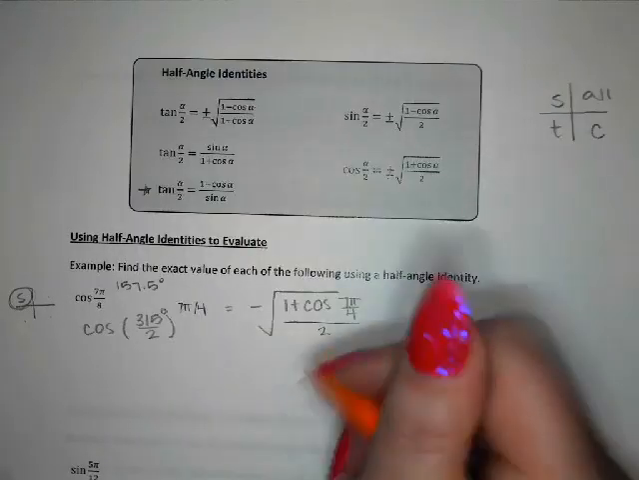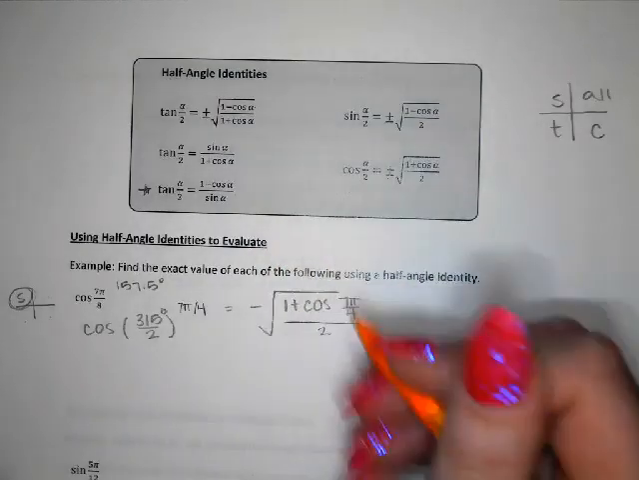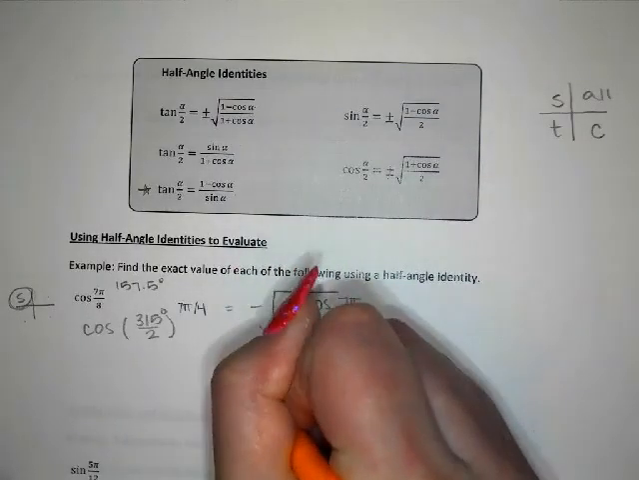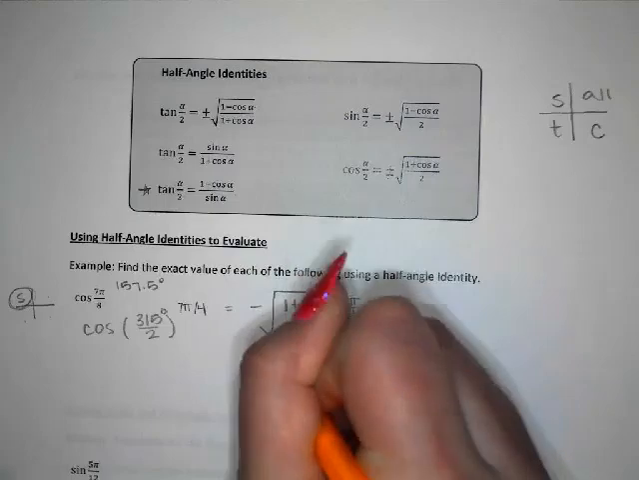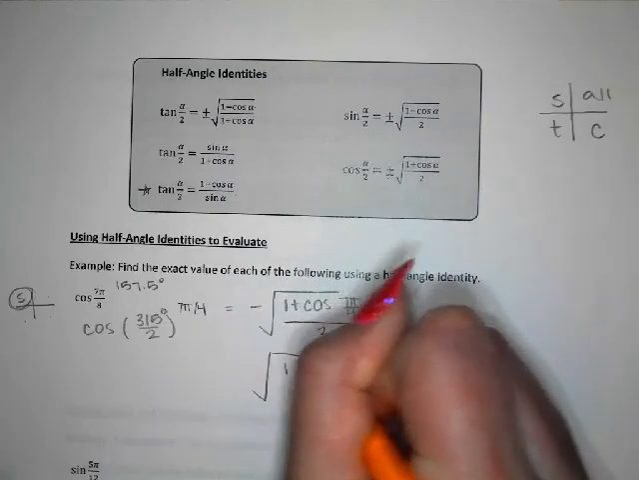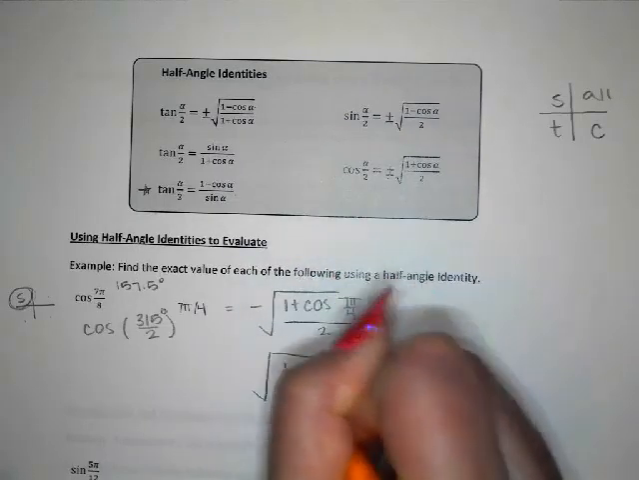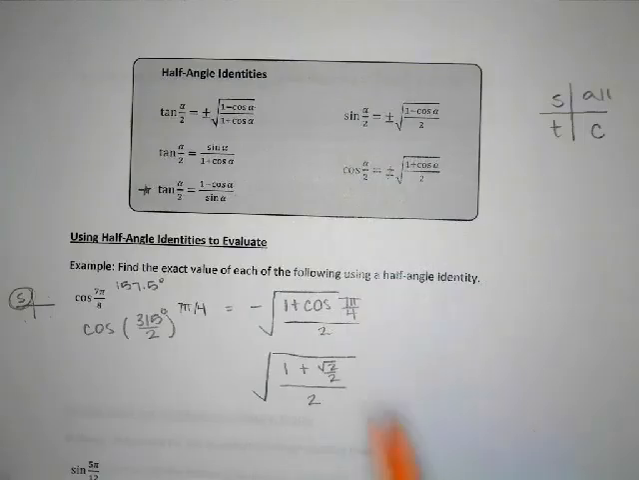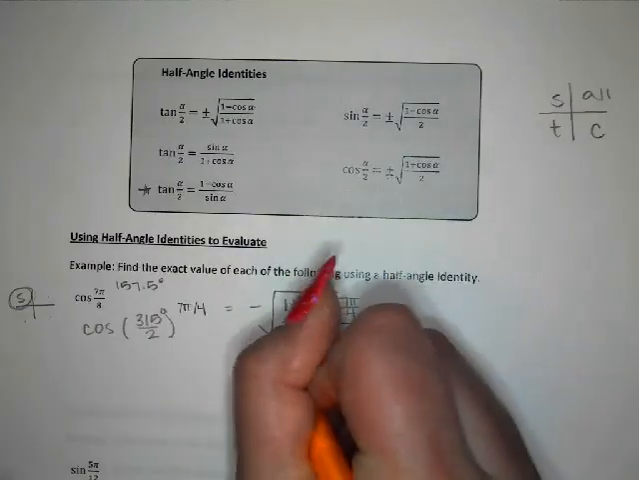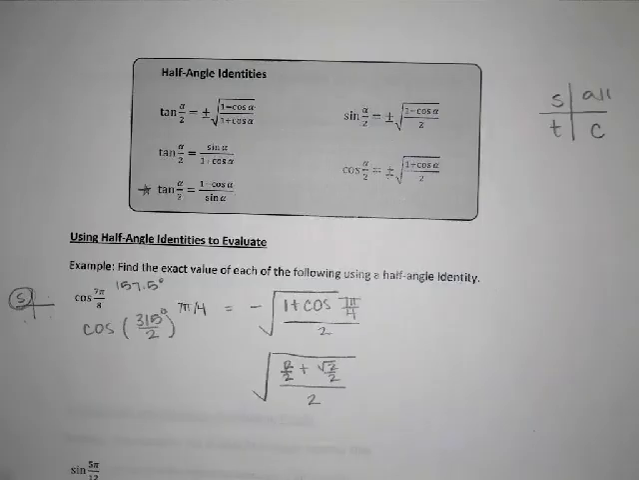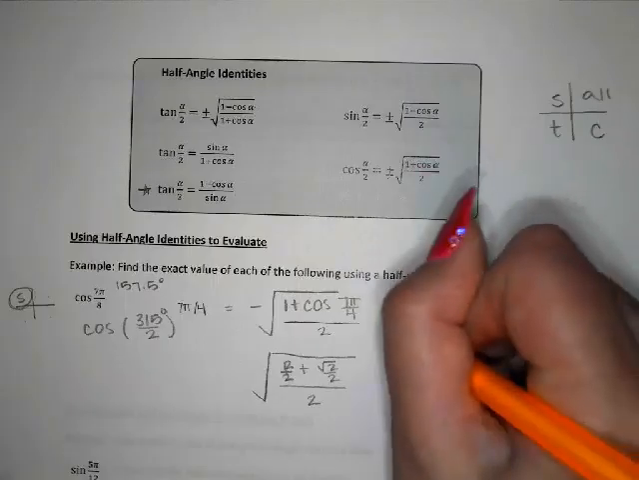All right, so I have 1 plus root 2 over 2, divided by 2. Now I can add these two fractions together. I'm going to take the 1 and rewrite it as 2 over 2. Okay, so at this point, oh, and I have a negative in front of my square root.